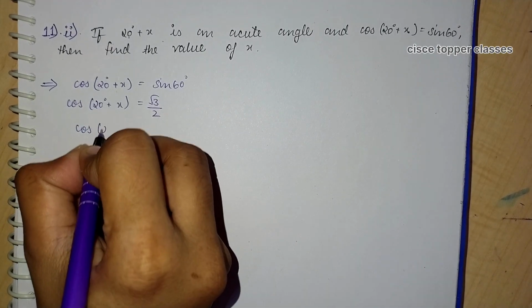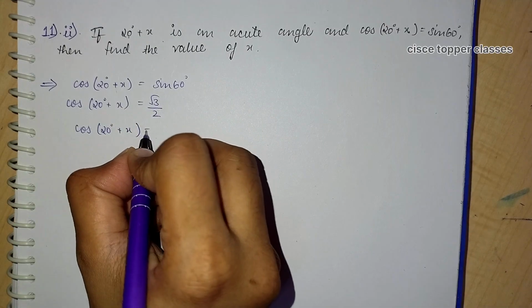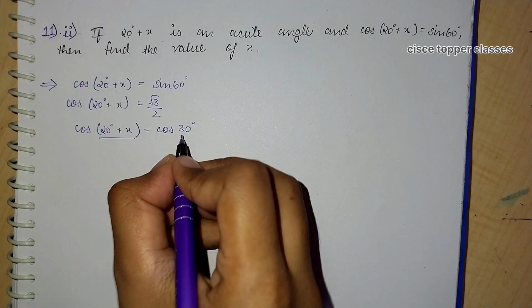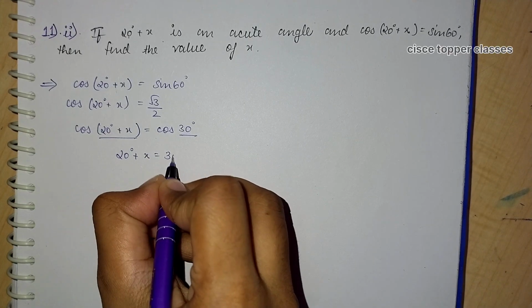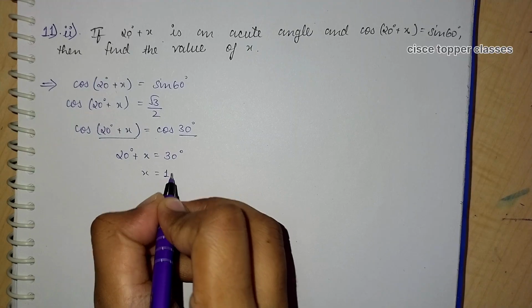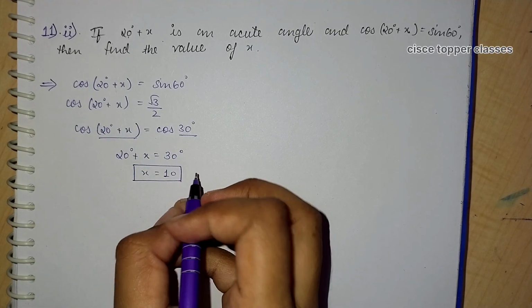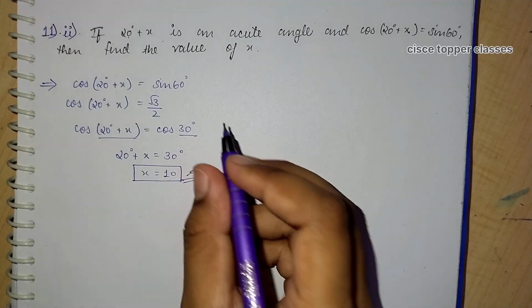So here we can write cos (20 degree plus x). In cos, we can write under root 3 by 2 as equal to cos 30 degree. Now we will compare the angles here. So this will be 20 degree plus x equal to 30 degree. So x will be 10 degree here. Means the value of x is 10 degree. So this is the final answer in this question. This is only what we have to find here.